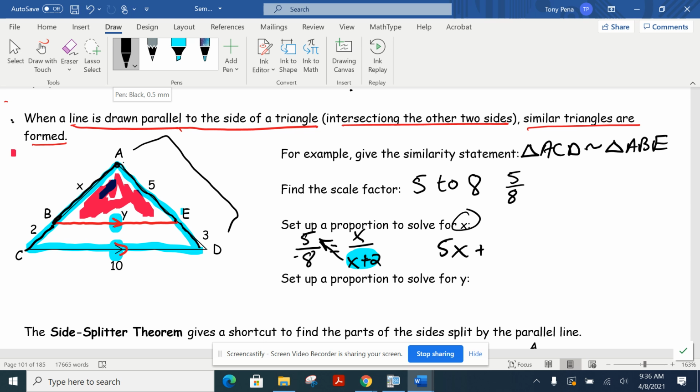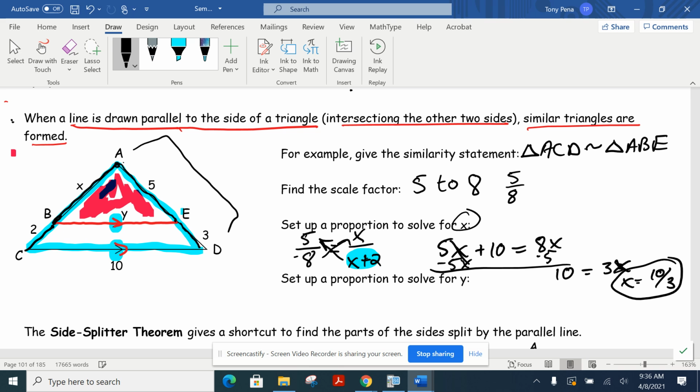There we go. 5x, and then 5 times 2 is a 10. The 8 times the x would have been 8x. And then when we solve this, so subtract our 5x over, what we got was 10 is equal to 3x. And do this over here. That's why you should have a 10/3 written down from yesterday.